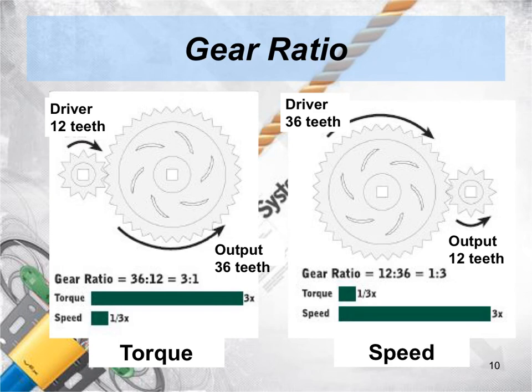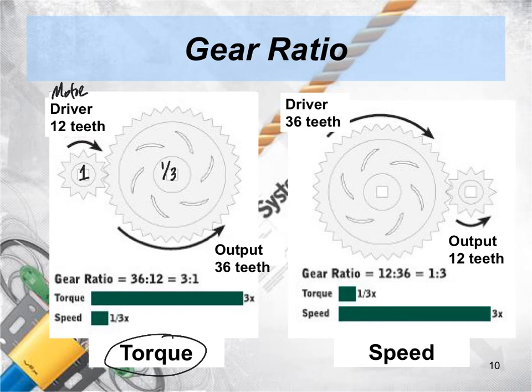So these are the two gears side by side. First, we have our gear ratio built for torque. You can see that we have our output gear and our driver. Remember, driver is the one attached to the motor. So we put a little gear on our motor. That little gear is going to turn once. And when that little gear turns once, it's only going to turn this big gear a third of a turn.